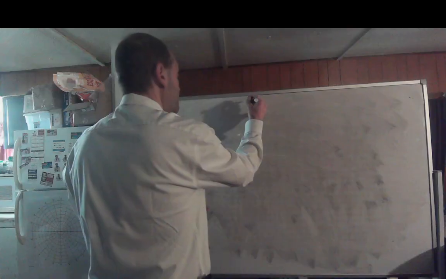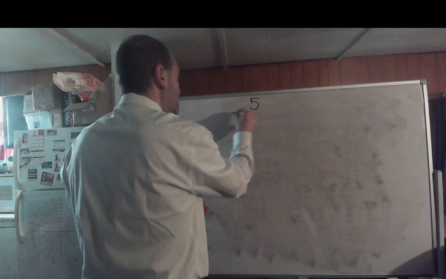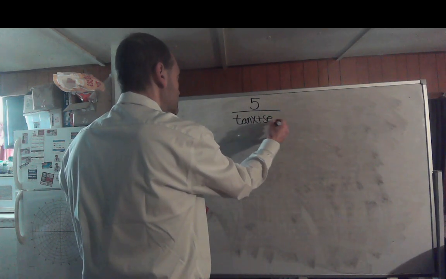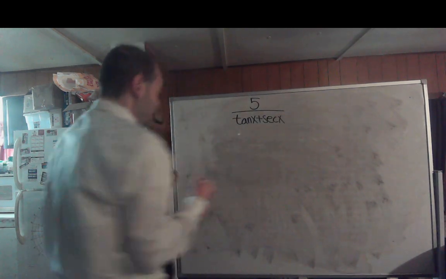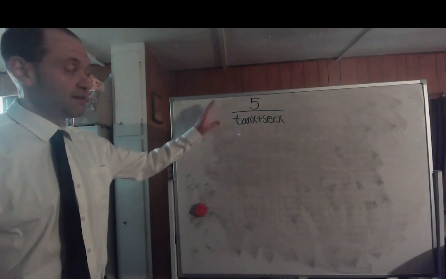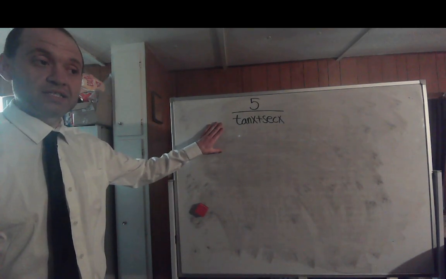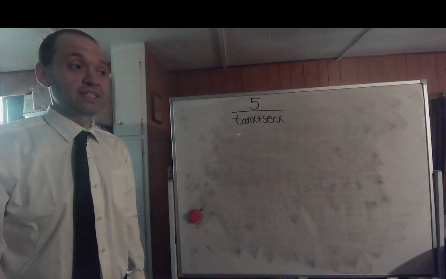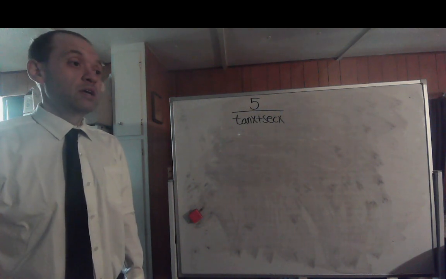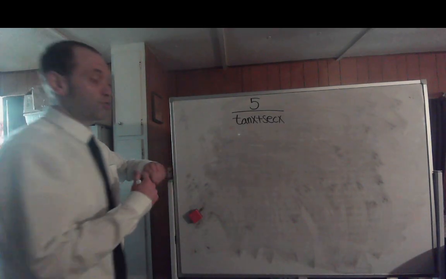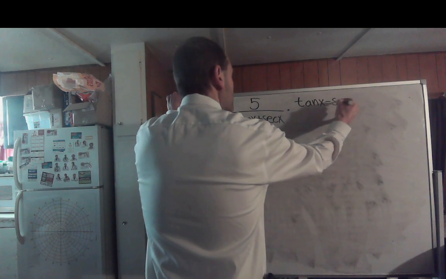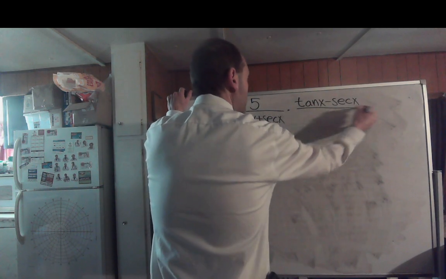Okay, now we have 5 over the tangent of x plus the secant of x. So you have this. How are we going to simplify that? Well, you can use a trick that's like rationalizing the denominator. So you're going to multiply the numerator and denominator by the conjugate, which would end up being the tangent of x minus the secant of x. So you would pull the conjugate trick.